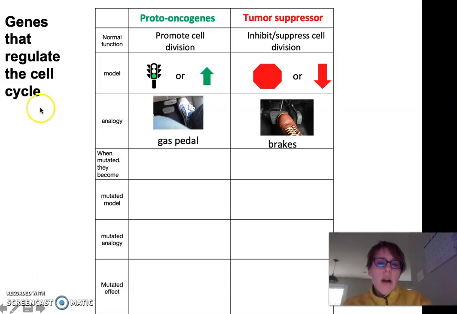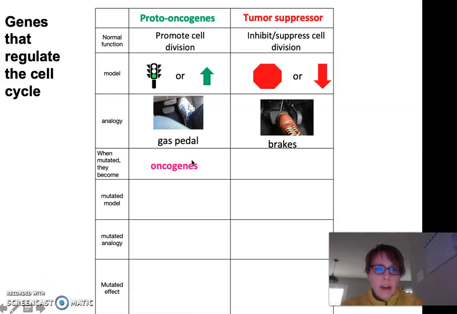Just like any gene has the capacity to be mutated, and again, mutations are just changes in DNA. When they get mutated in a certain way, they can become what's called oncogenes. Proto-oncogenes are the normal version of the gene, and oncogenes literally means cancer gene. So a proto-oncogene can get mutated to become an oncogene, and this is what you don't want.